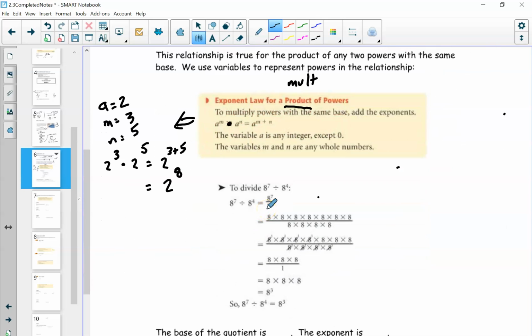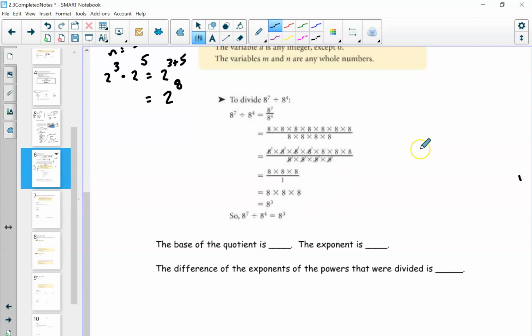Now dividing. Division is the inverse operation. Think of that as the opposite operation of multiplication. Well, in multiplication we used addition, so logically, for division, we're going to use the opposite of addition, which is subtraction. So the exponent law with products of powers is plus, and with division, it's going to be minus. So we're going to subtract the powers, and I think you'll see how that works out when I go through this example here.